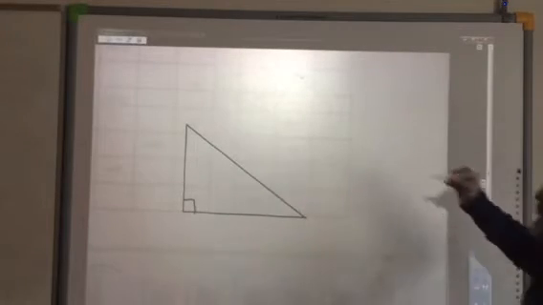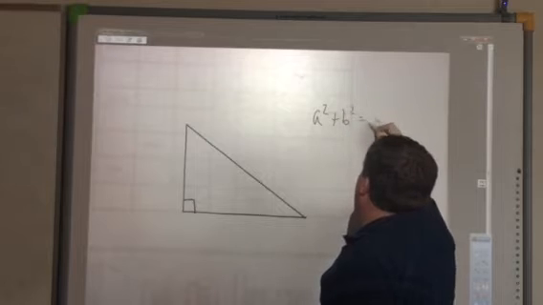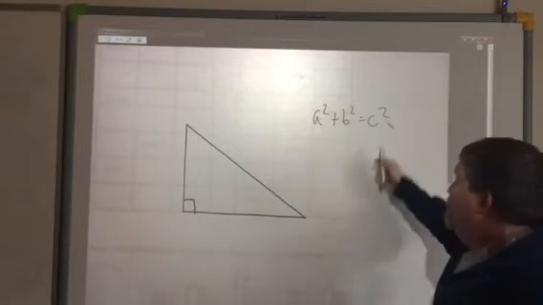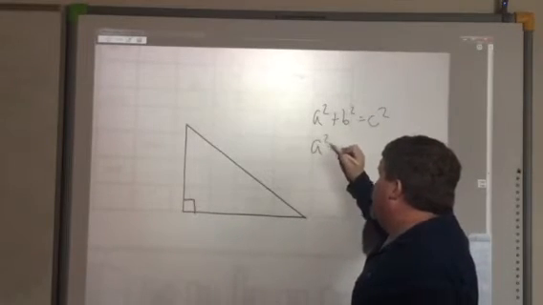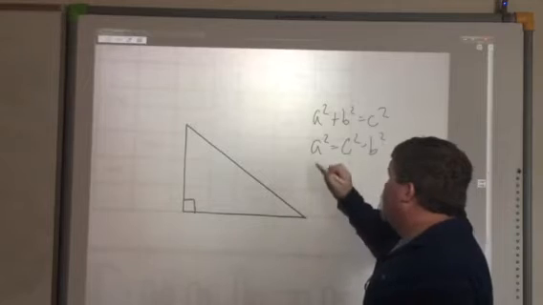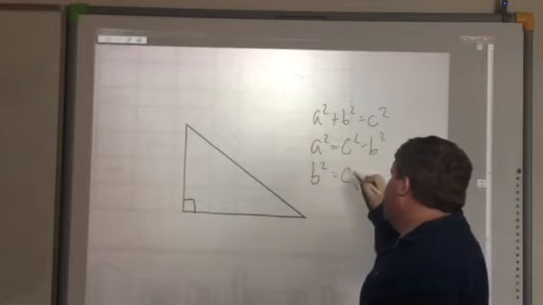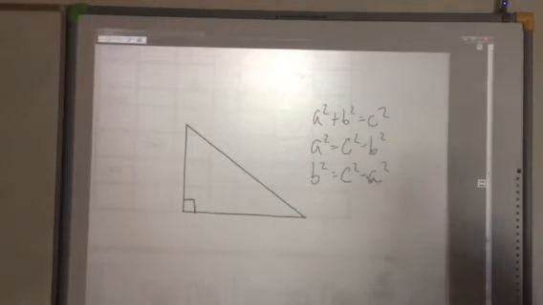So the actual Pythagorean theorem is a squared plus b squared is equal to c squared. But we're not always going to solve for c. So we have two other equations. A squared is equal to c squared minus b squared, and b squared is equal to c squared minus a squared, depending on what they give us.